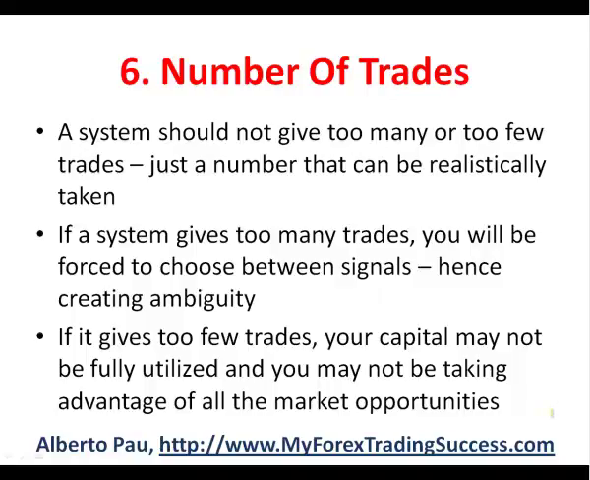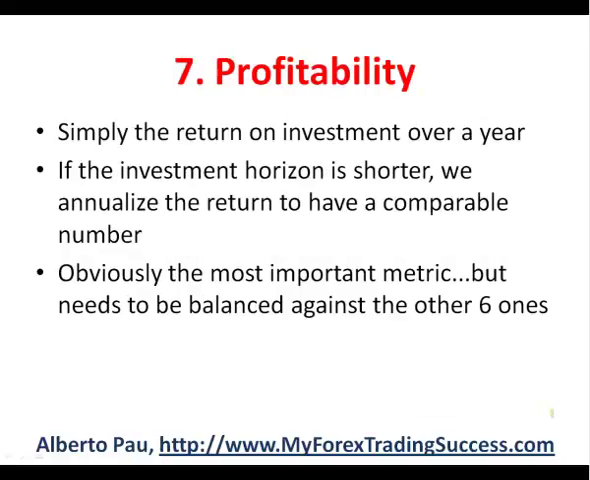Number 7 is profitability, obviously. And this is simply defined as the return on investment over a year. If the investment horizon is shorter, then you annualize the return to have a comparable number. Effectively, by taking all profitability numbers as a percent return per annum, you can compare on an equal basis the profitability of different trading systems.